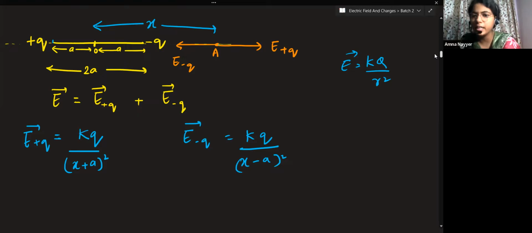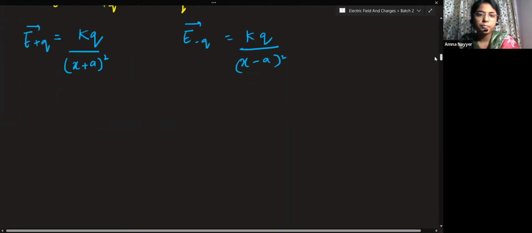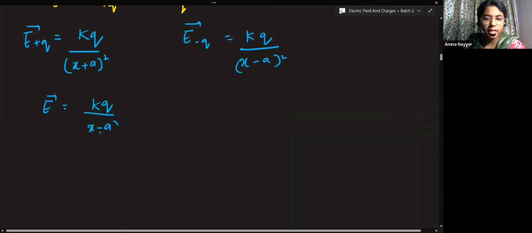Both of them are 180 degrees separated, so it means you can subtract those two vectors. Your net electric field will be equal to KQ over (x minus a) whole square, minus KQ over (x plus a) whole square. This is how we'll take the net electric field. Both are on opposite sides.